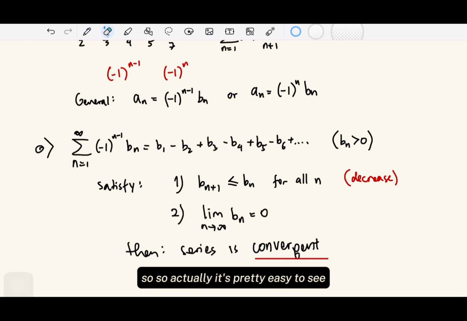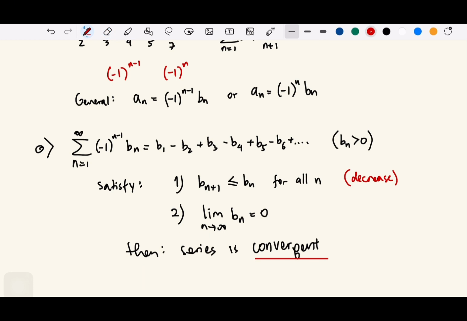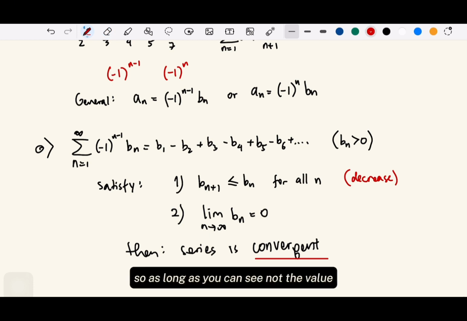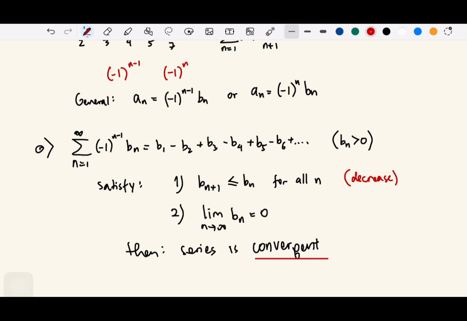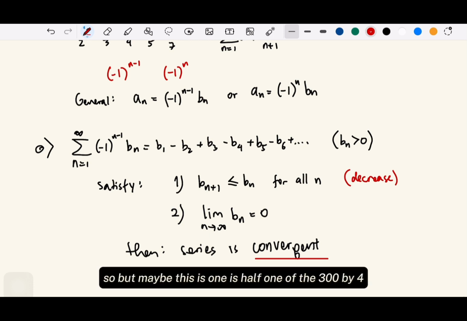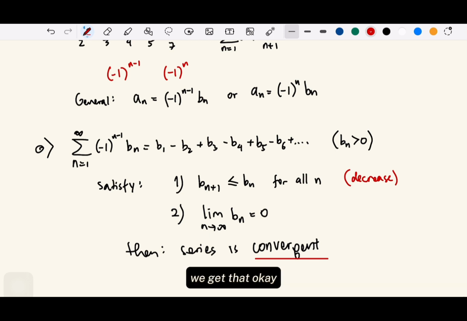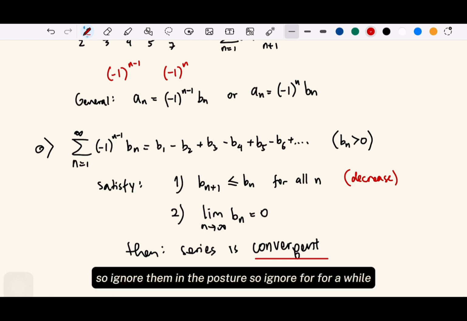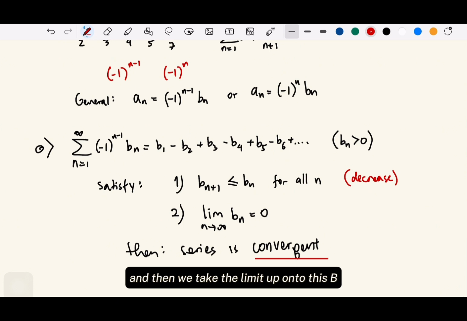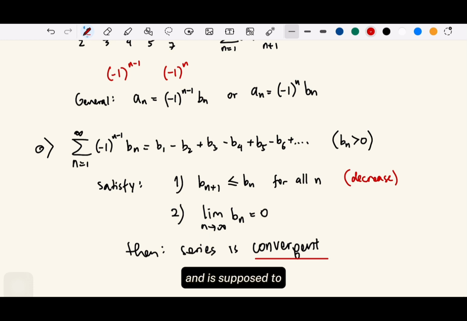So actually it's pretty easy to see. As long as you look not at the value, but only at the b. So maybe this is 1, this is half, 1 over 3, 1 over 4. You see that by the numbers it's decreasing. So first, okay, the numbers decrease. So ignore the positive and negative for a while. And then we take the limit of only this b. For example, b is 1 over n, and the limit as n goes to infinity is equal to 0.